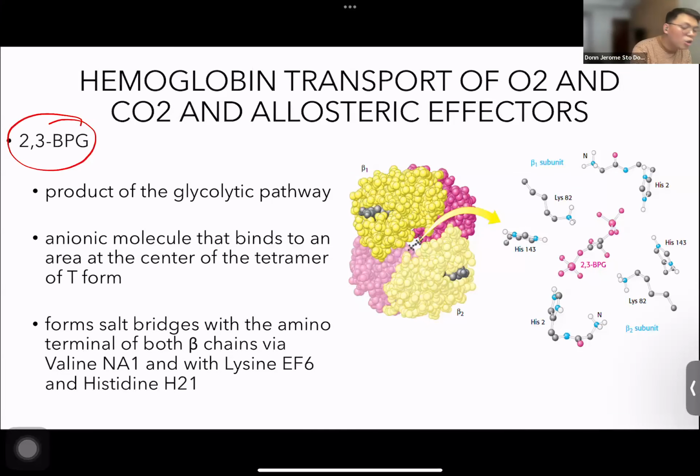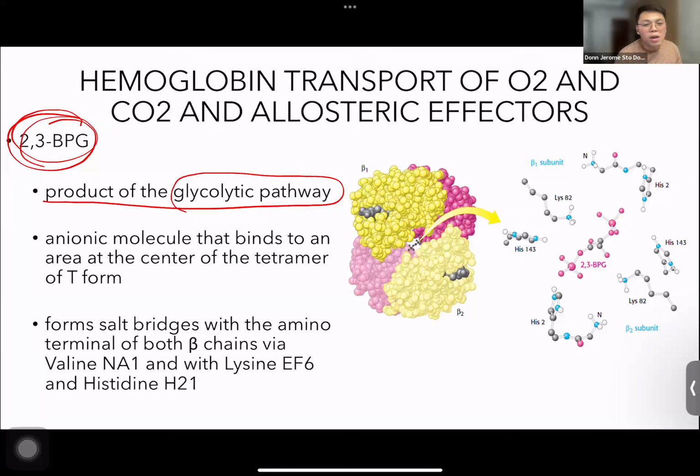Next, 2,3-BPG. 2,3-BPG is actually a product of the glycolytic pathway, glycolysis. So yung 1,3-bisphosphoglycerate sa glycolysis can be converted to 2,3-BPG. Ano bang meron sa 2,3-BPG? It's an anionic molecule, meaning it's negatively charged, that can associate itself at the center of your hemoglobin, specifically in the beta chains, forming now salt bridges or ionic bonds between these amino acids.